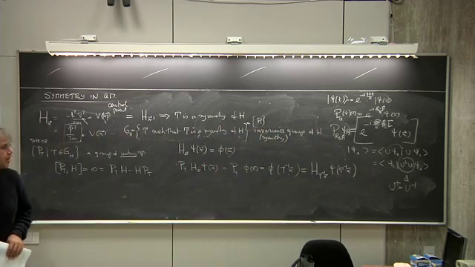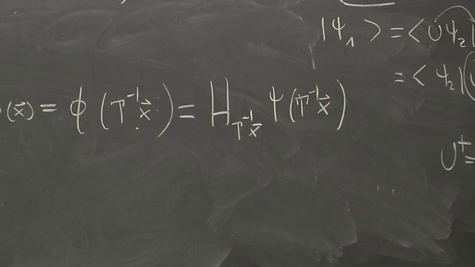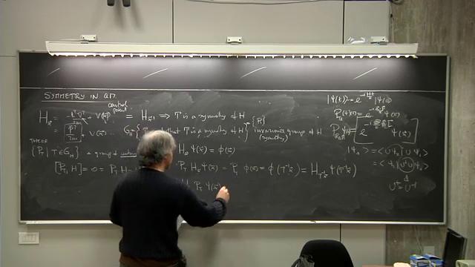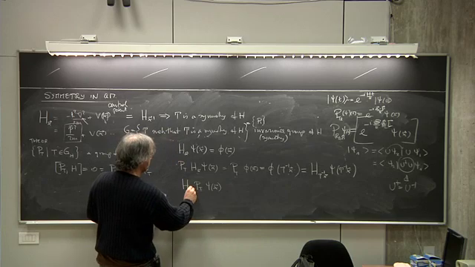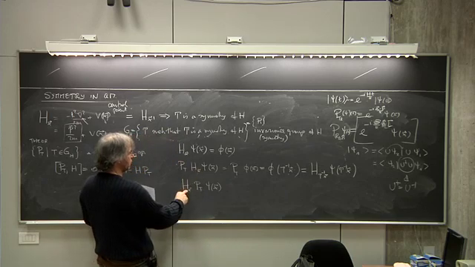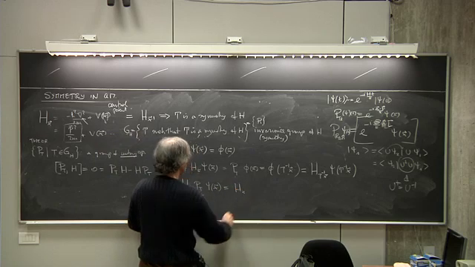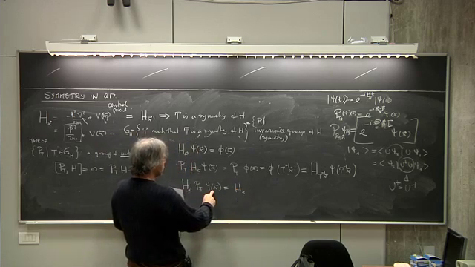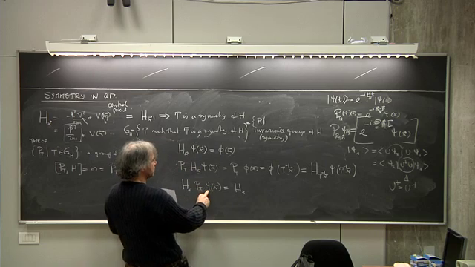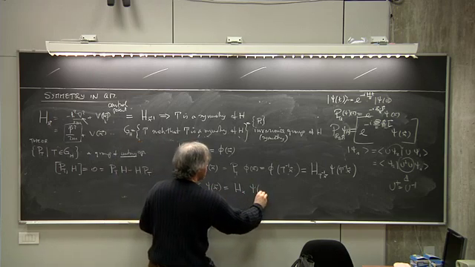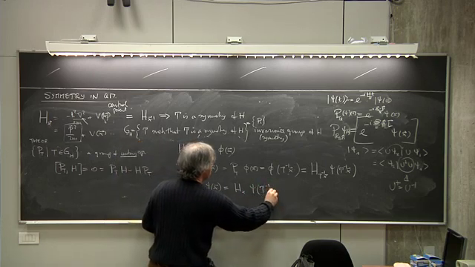All right? Good. Now I calculate the opposite. H applied to pt, psi of x. This is nothing but h, now the Hamiltonian in the x variable, the original one. Now this has to be applied to the function that is obtained by applying pt to psi, which is psi t to the minus 1 of x.